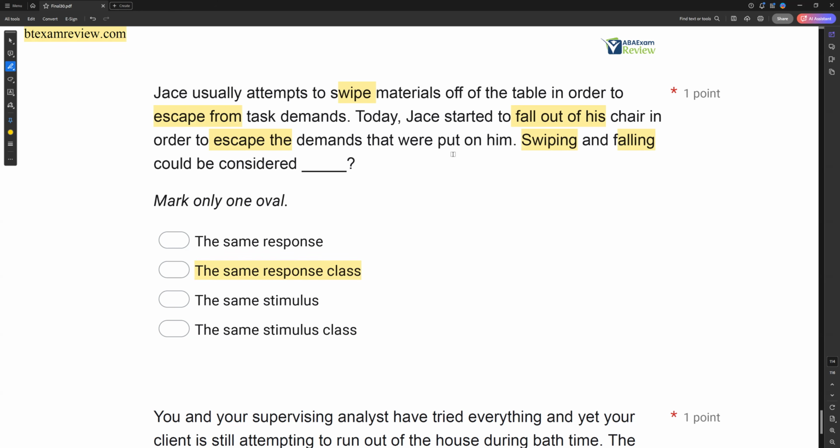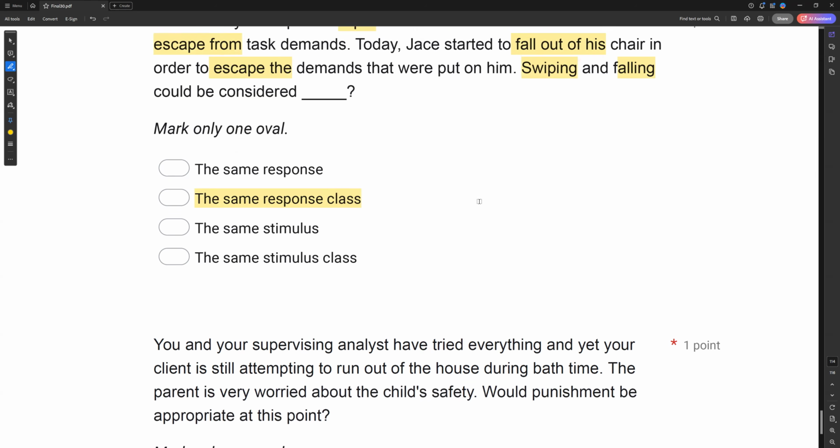This is a good question to kind of get ingrained in your mind what's a response, what's a stimulus, and then the idea that there can be multiple responses that look different but still function the same.